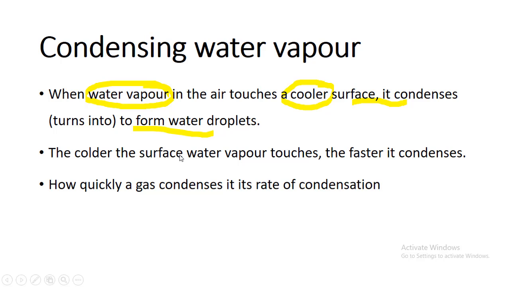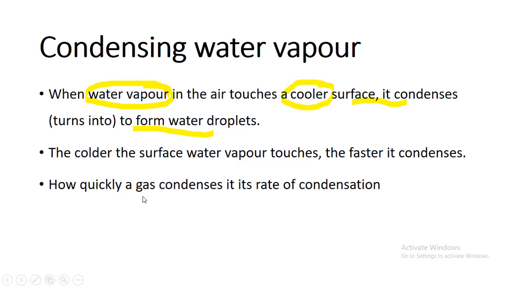The colder the surface water vapor touches, the faster it condenses. If the surface is very cold, it will make the water vapor turn back to liquid faster. But if the surface is a bit warmer, the process of condensing will not be as fast as expected. It will be slower. But if it is very cold, the process will be faster.